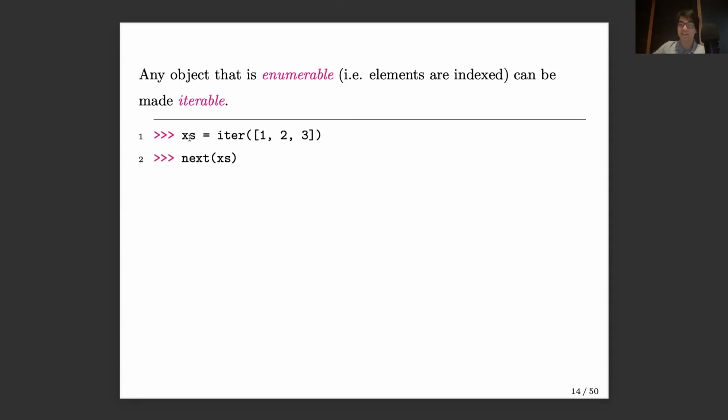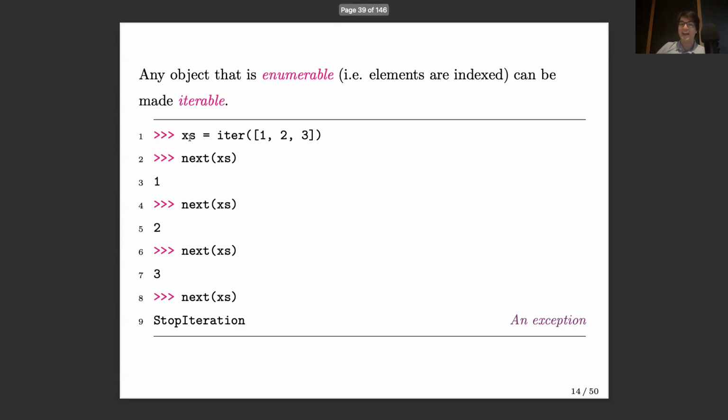So next x is going to say 1. The next x is going to say 2. The next x is going to say 3. And after that, you get an exception, saying we're done. There's nothing else in this iterator. You can't go back. That's it. We've exhausted the iterator. If you needed to access those things again, you'd have to reinstantiate the iterator. But it's often the case that you don't need to access things from a list more than once. So this is fine.